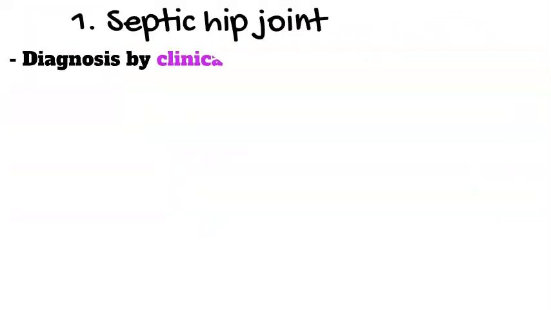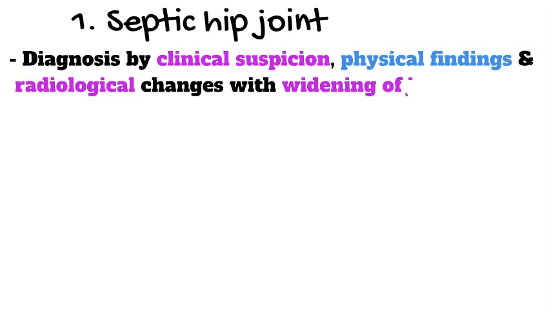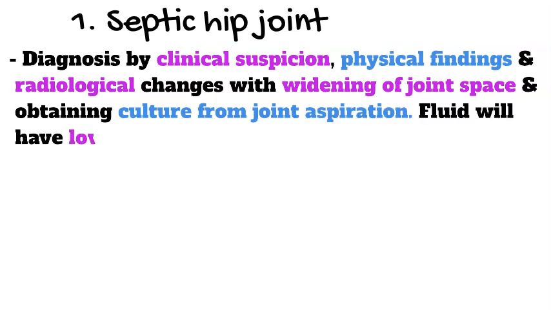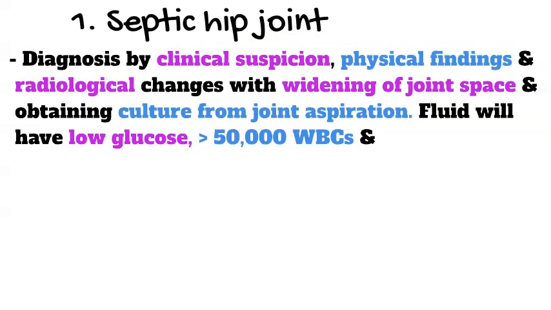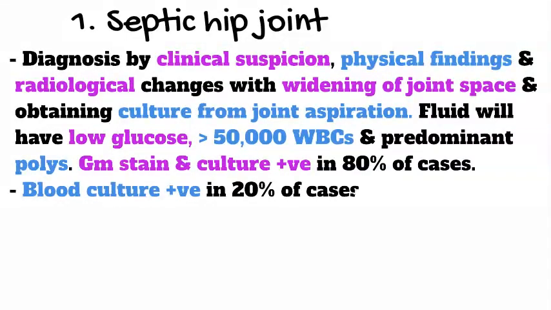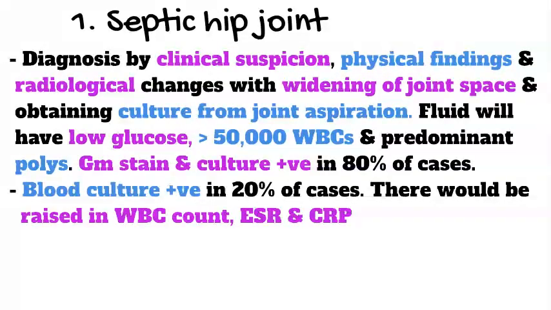Diagnosis is by clinical suspicion, physical findings, and radiological changes with widening of the joint space, and obtaining a culture from joint aspiration. The fluid will have low glucose, more than 50,000 white blood cells, and predominant polymorphonuclear cells. Gram stain and culture are positive in 80% of cases.